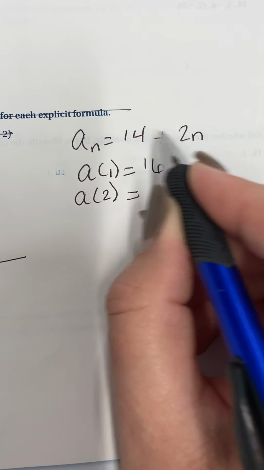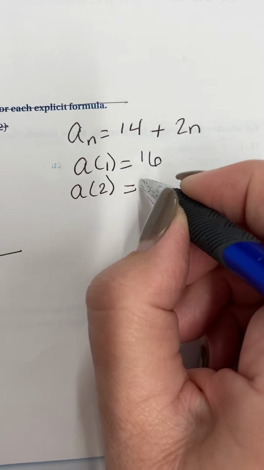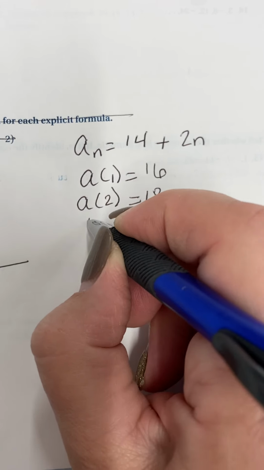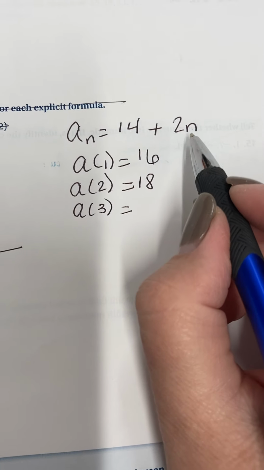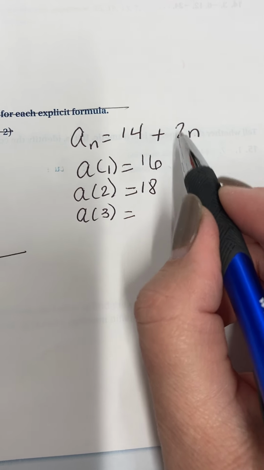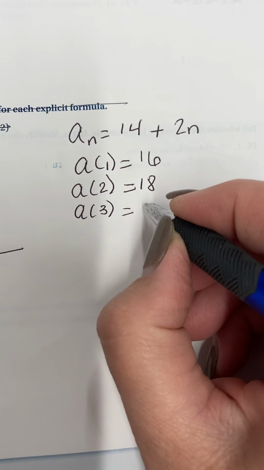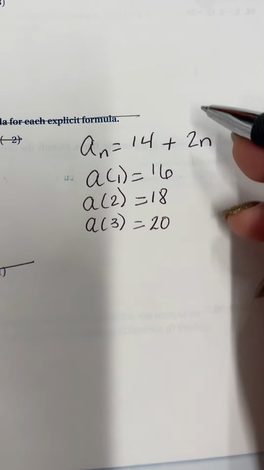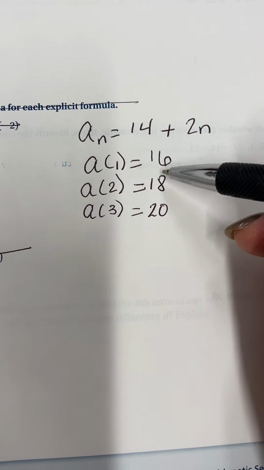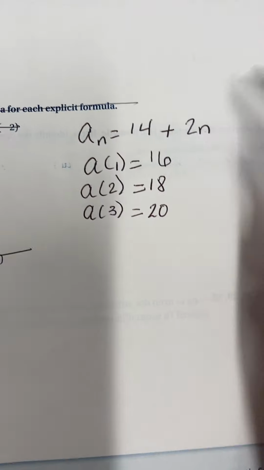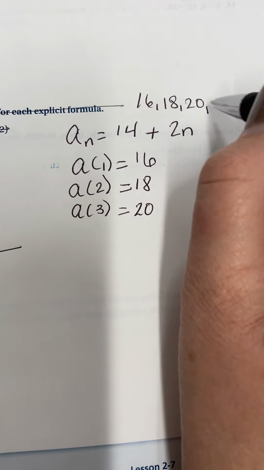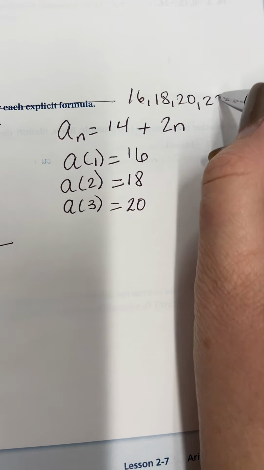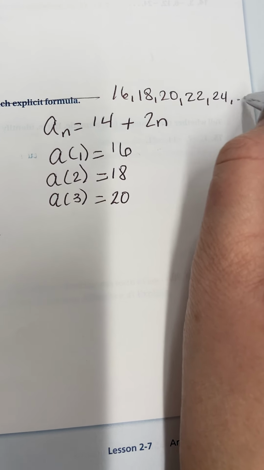So 2 times 2 is 4. Well, what's 14 plus 4? 18. And if I want to, I think I have the pattern already, but let's just double check. Let's put a 3 in here. If I put a 3 in here, I'm going to get 6, and 14 plus 6 is 20. So that was more than I needed, because these are my terms. So the pattern is 16, 18, 20. Without plugging in, I know the fourth term is going to be 22, 24, etc.